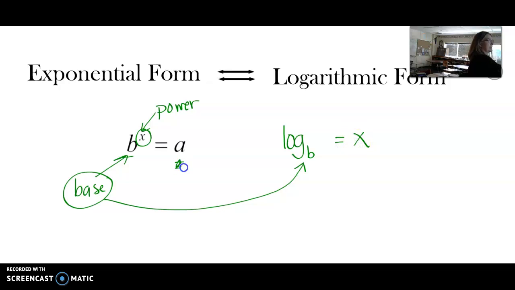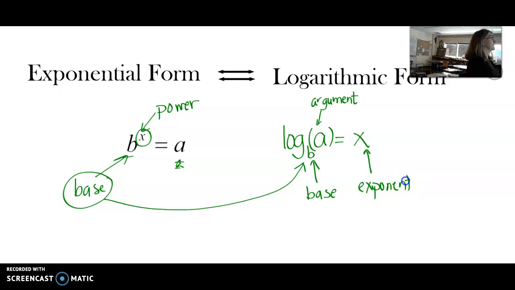And then this right here is called the argument of the logarithm. So this little b is the base. Log and a are the same size, and the b is the subscript. This right here is the argument of the logarithm. And this over here is whatever that exponent was in our exponential form. Okay, so this is something you're going to need to be able to convert back and forth between.